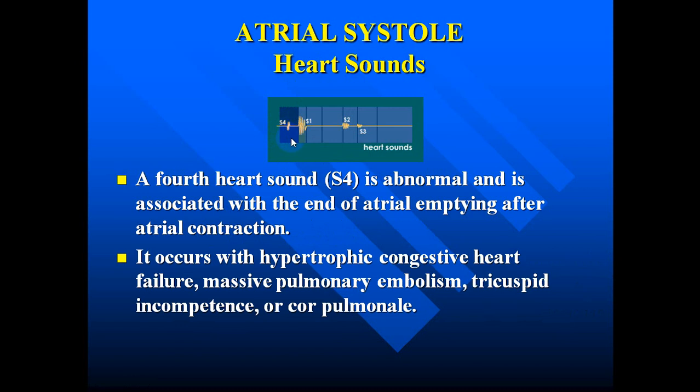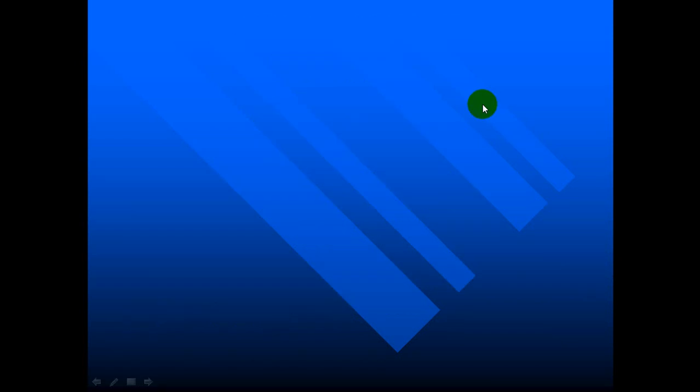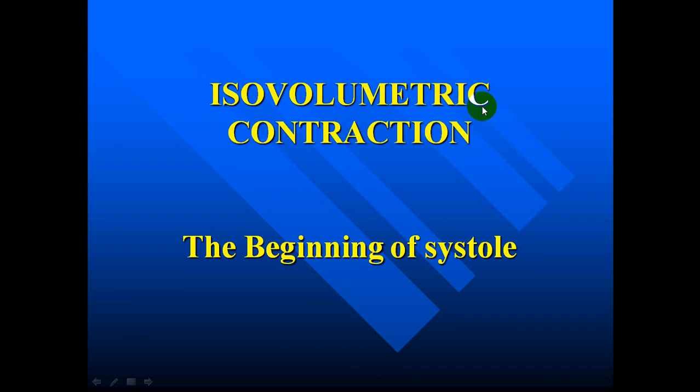It occurs when the atrium contracts against an abnormally stiff ventricle. With a normal ventricle there is no S4. But what does abnormal mean? Like hypertrophy, hypertrophic cardiomyopathy, congestive heart failure, massive pulmonary embolism, tricuspid incompetence or cor pulmonale. When the atrium contracts against a stiff ventricle, it gives the S4. Now that is the fourth sound. What remains is the S3, we will come to it. So this is the end of atrial systole.